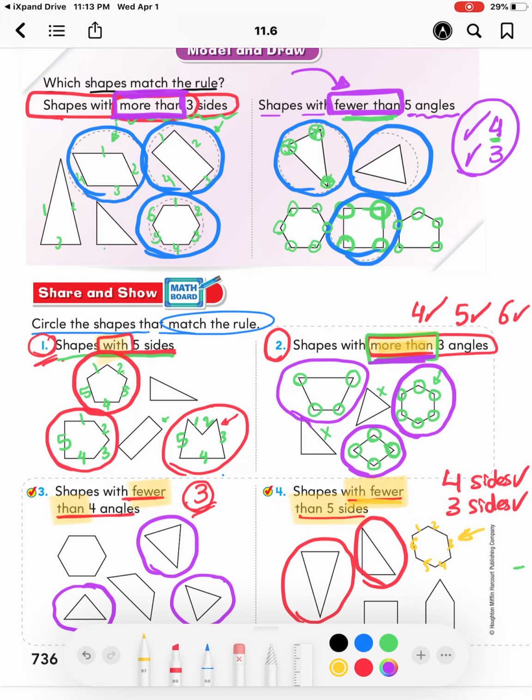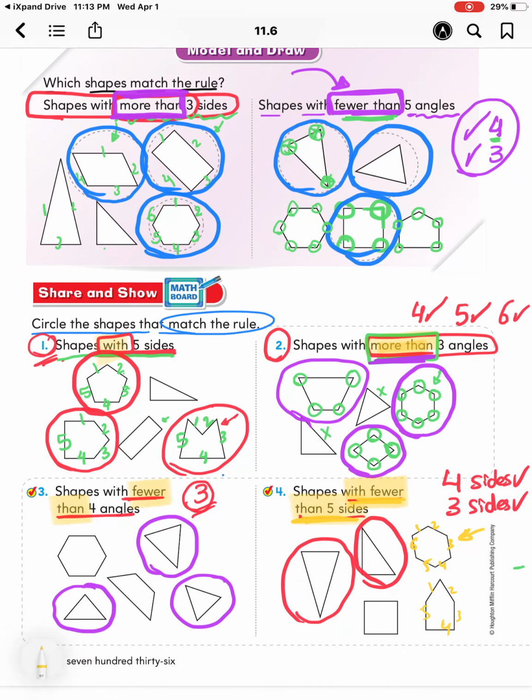Does this shape have fewer than 5 sides or more? More. So we will not circle it because it's not within the rule. It's not correct. In the rule, we need shapes with fewer than 5 sides. Let's see here. 1, 2, 3, 4, and 5. So it's 5 sides. Did the rule say shapes with 5 sides or fewer than 5 sides? Fewer than. So we cannot circle this shape.